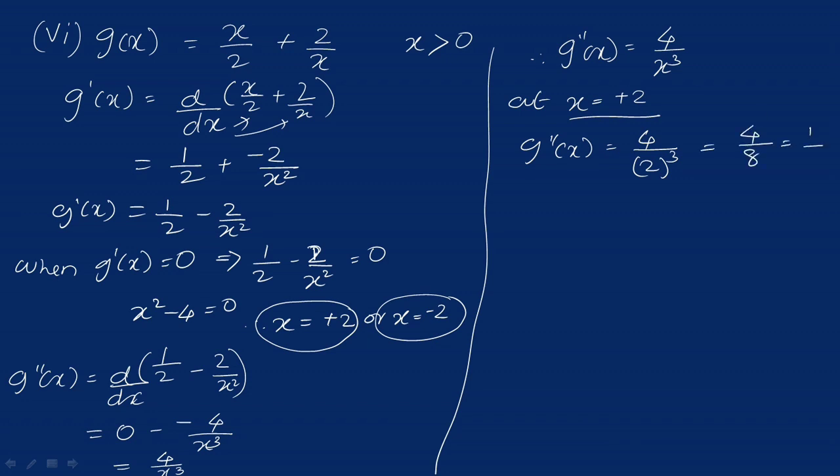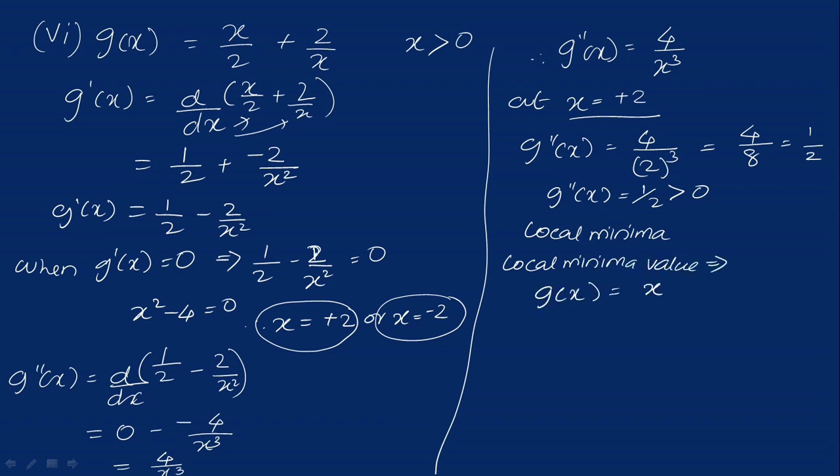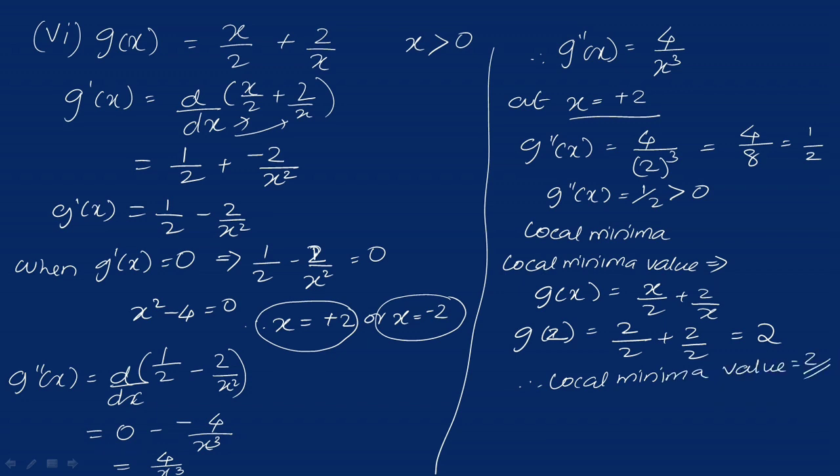At x equal to plus 2, we have g double dash of x, that is 4 by x cube, that is 4 by 2 cube, that is 4 by 8, that is 1 by 2. So, it is greater than 0. So, when g double dash of x is greater than 0, we have the local minima here. So, what is the local minimum value? That is g of x is equal to x by 2 plus 2 by x, applying in that equation. So, g of 2, that is 2 by 2 plus 2 by 2, that is 2. So, the local minima value is equal to 2.